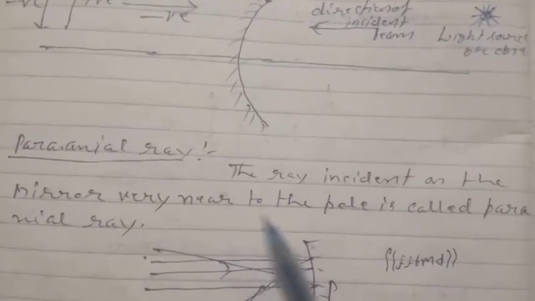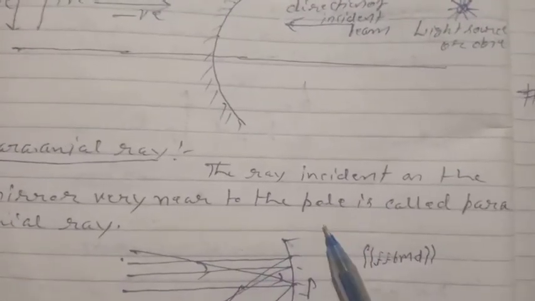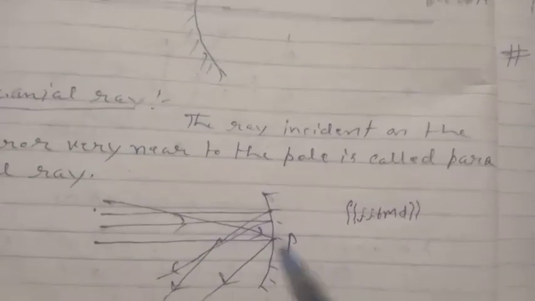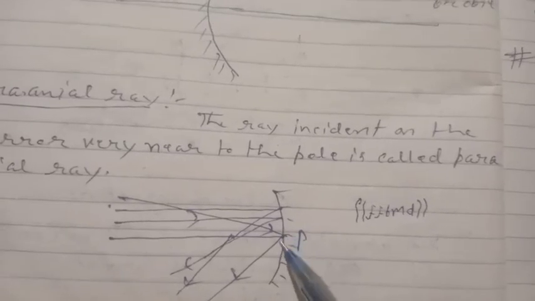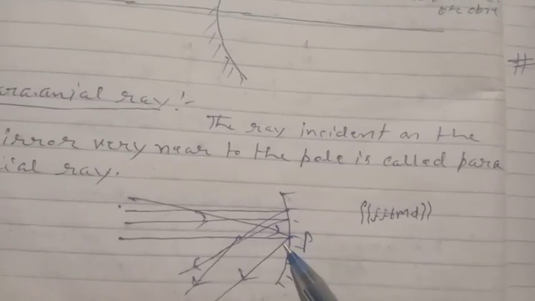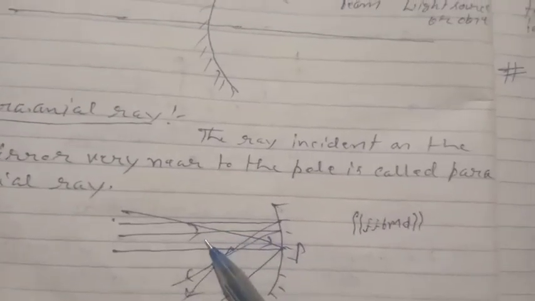Now, paraxial ray: the ray incident on the mirror very near to the pole is called a paraxial ray. If the ray is incident on the reflecting surface of the mirror and it is very near to the pole, like this, then such a ray will be called a paraxial ray.